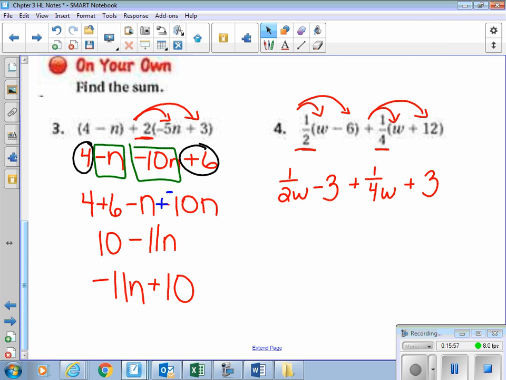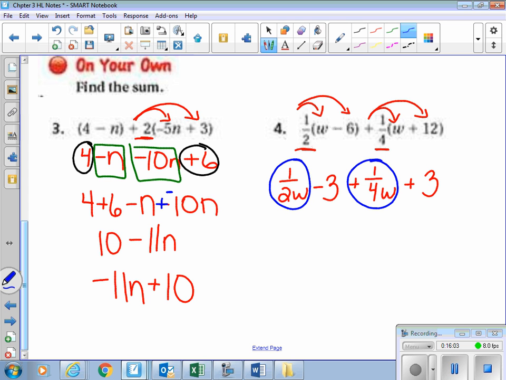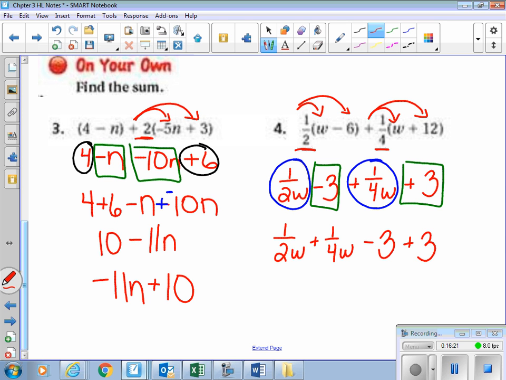I'm going to stick with the horizontal, go right to my like terms. 1/2 w plus 1/4 w, negative 3 plus 3. Rewrite them with my terms together. 1/2 w plus 1/4 w minus 3 plus 3. 1/2 plus 1/4 would give me 3/4 w. And negative 3 plus 3 takes me back to 0. And since I'm just adding 0 here, my final answer can just be 3/4 w.